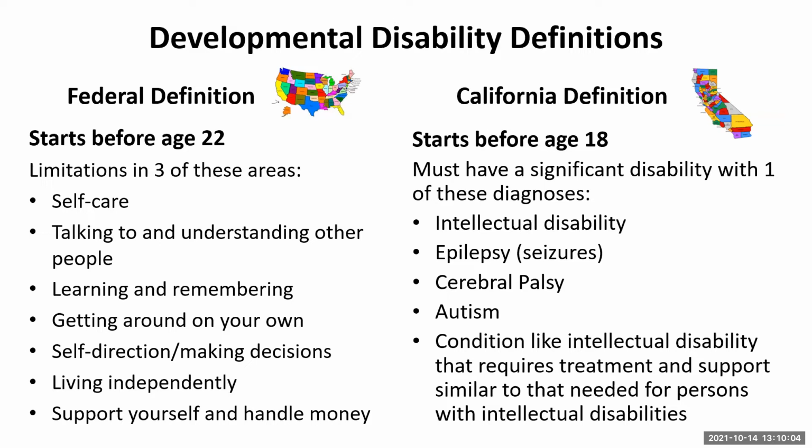In the federal definition, it starts, as we said, before 22, and you have to have limitations in three areas that are listed on the screen. In the California definition, you have to have at least one significant disability within the five categories that are listed on the screen.